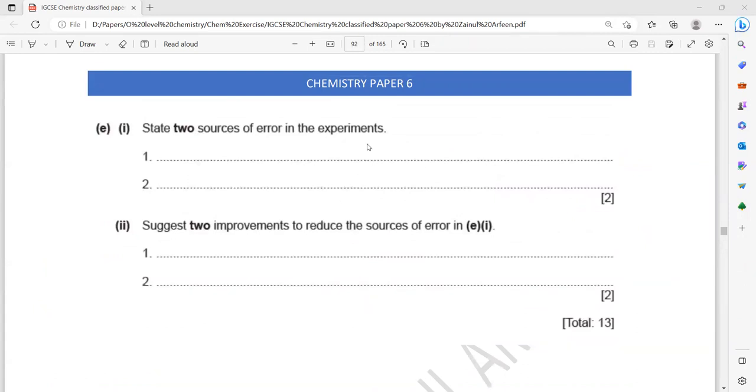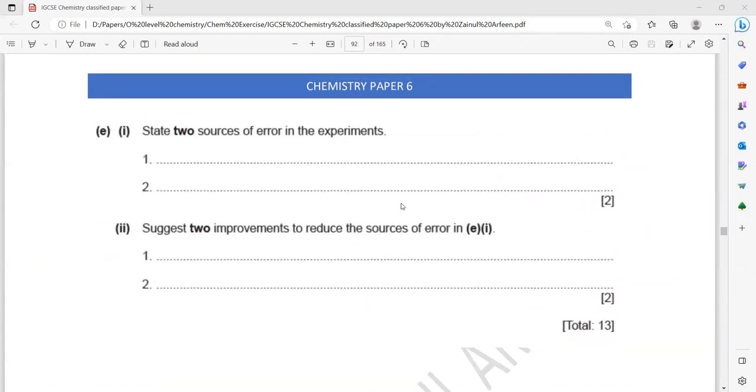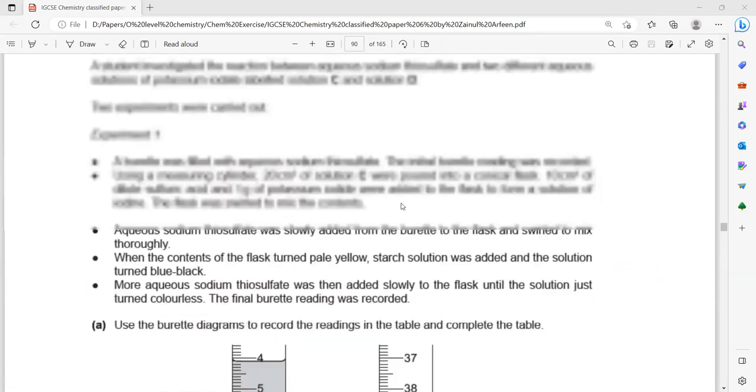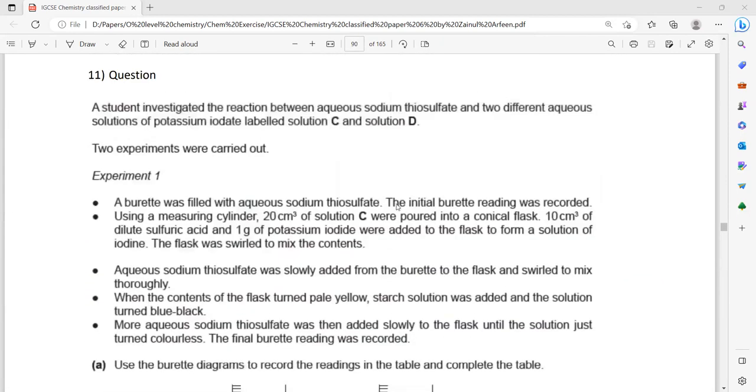State two sources of error in this experiment and two improvements. Whenever a question is there regarding the sources of error and improvement, you should always go back to the first part of the question where they write everything about the question. Because at that point you can find the errors there. Okay, by reading this instruction, can you identify the error?